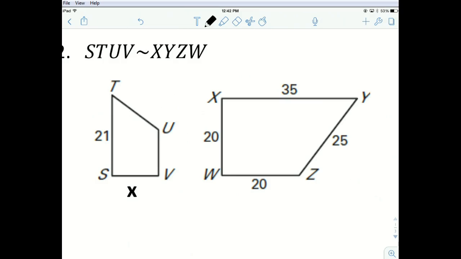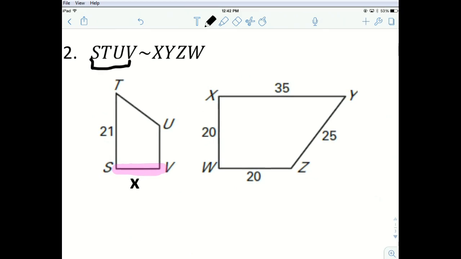So again, I'm going to go right to my unknown here this time and say, okay, SV, where is SV? SV is my first to last. That side right there, that X, is going to match up with my first to last on the other side. That's going to be XW. So XW is 20. I'll put a divide by 20 on it.